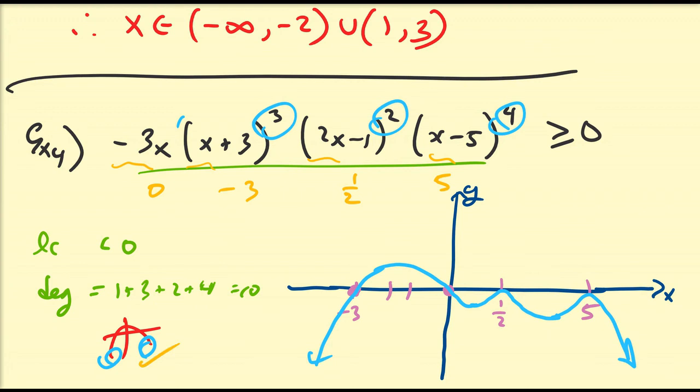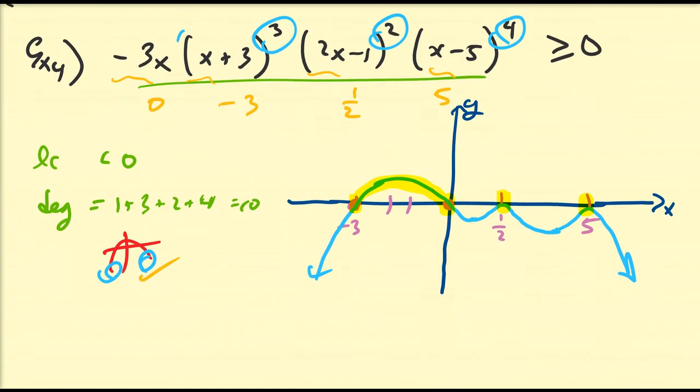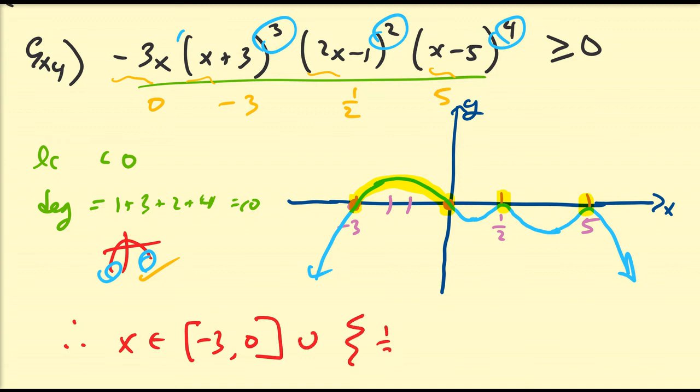So we want to know when this curve is greater than or equal to 0. So it's greater than 0 on this little shape here. It's going to be equal to 0 at all of the x-intercepts. So from the graph, we can see that the solution to this inequality is going to be x belongs to the interval -3 to 0, union the set of points 1/2 and 5.